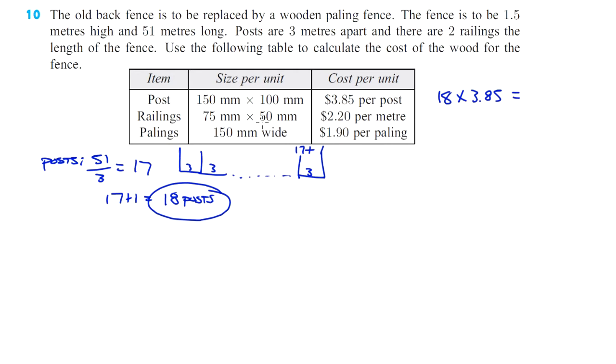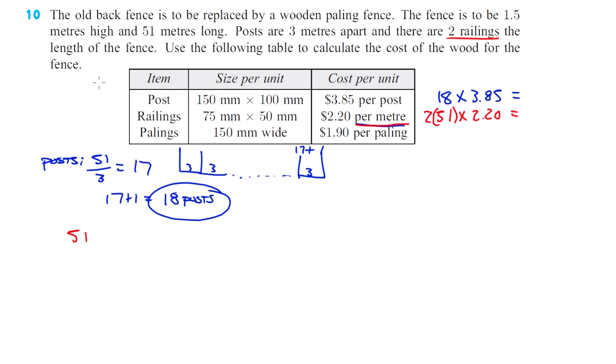The railings are 75 millimeters by 50 millimeters, and they're $2.20 per meter. So if we have a total of 51 meters that we need, let's do the railings in red. We have 51 total meters that we're going to need, right? So we're just going to need to do 51 times $2.20, because that's the railing. Oh, except we have 2 of those, so let's do 2 times 51, because there's 2 railings the length of the fence.